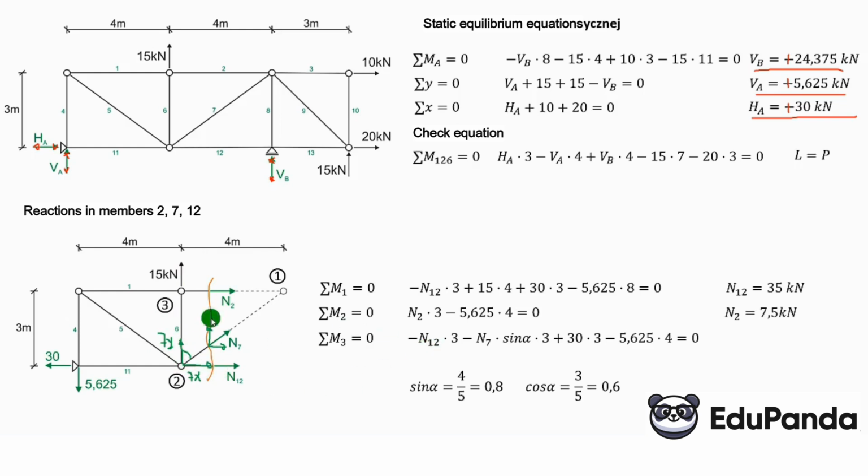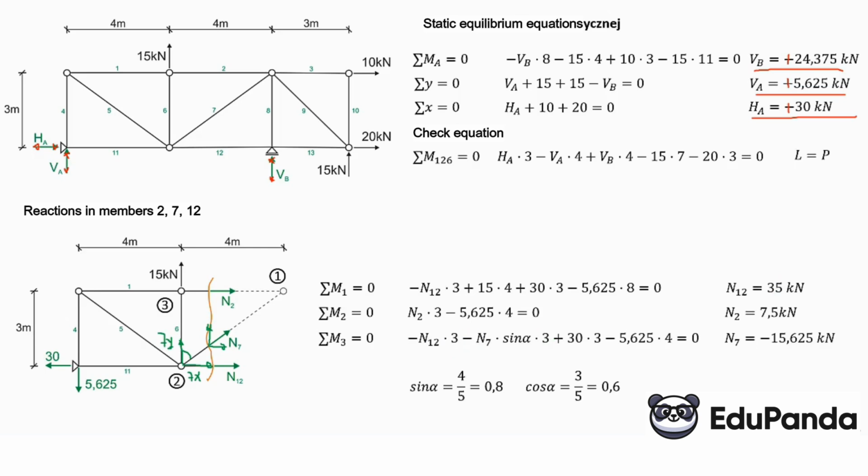Here earlier I noted negative N12, which acts on the same arm of 3 meters, plus that 30 on the arm of 3 meters, and minus the reaction 5.625 on the arm of 4 meters. It must equal 0. For sine alpha, of course, we substitute 0.8, and from this we calculate the reaction N7, remembering that N12 is 35 kN, and thus N7 results in minus 15.625 kN.